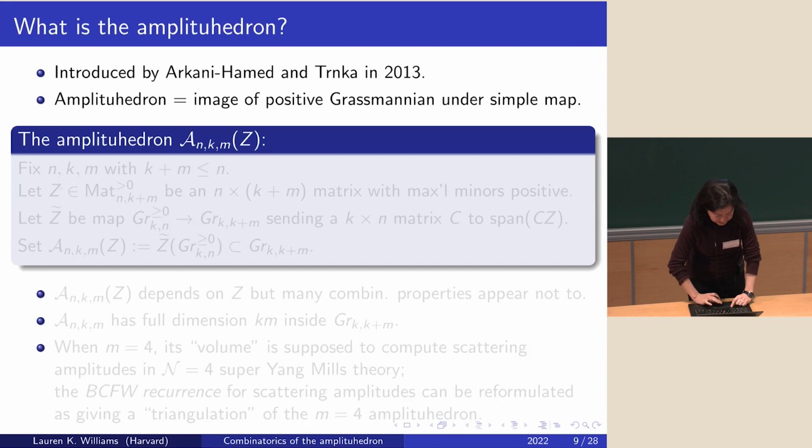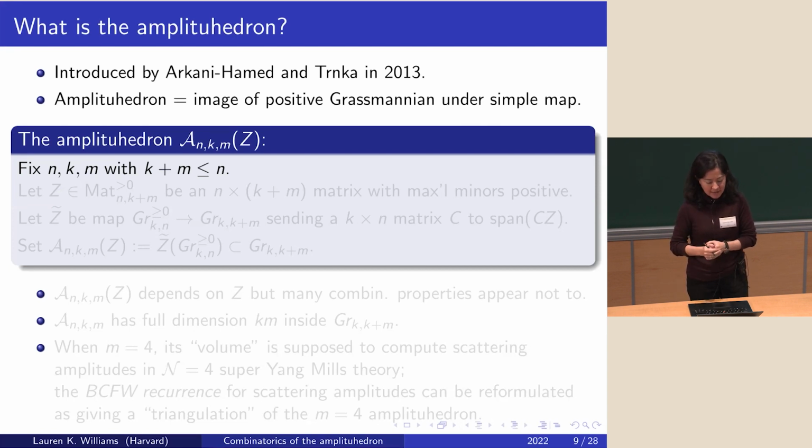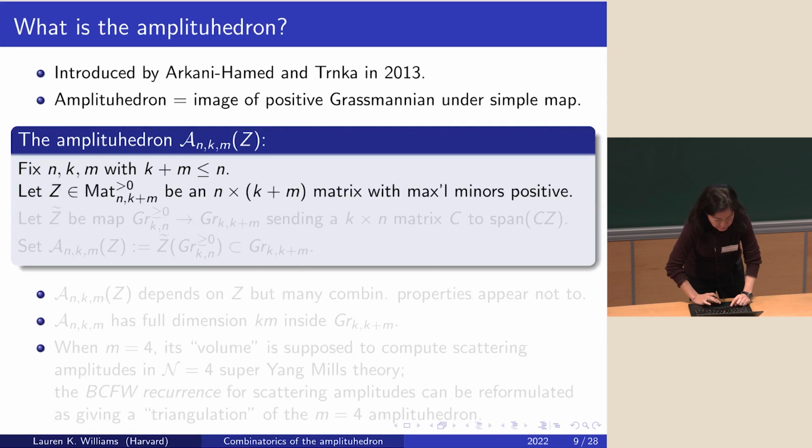And it is really simple. So an amplituhedron is indexed by 3 positive numbers n, k, and m, where k plus m is at most n. And it's also defined using a fixed choice of matrix Z. So Z is going to be an n by k plus m matrix, where the maximal minors, or the Plücker coordinates, are strictly positive. And now I'm going to use Z to define a map.